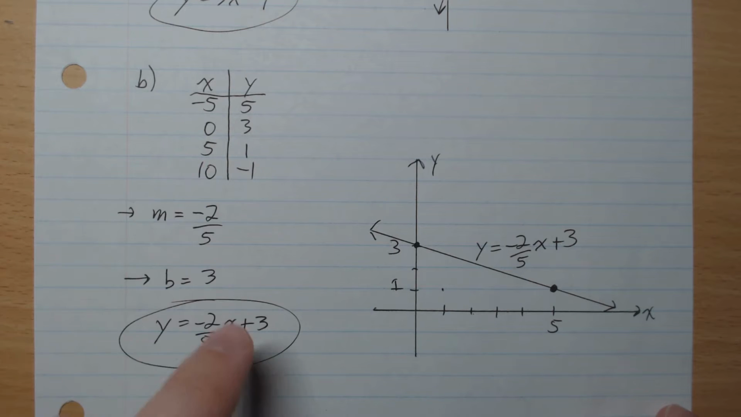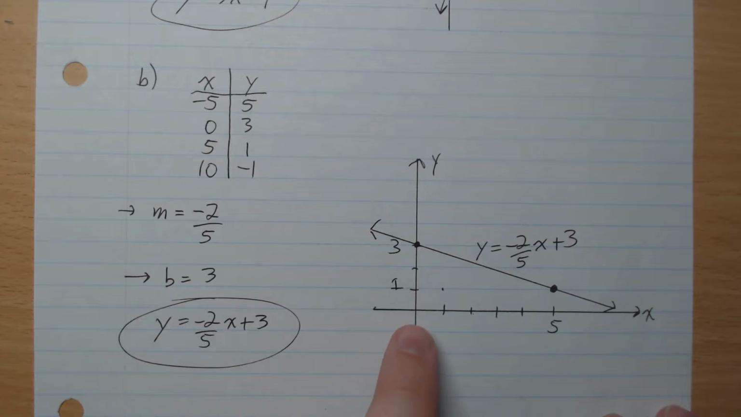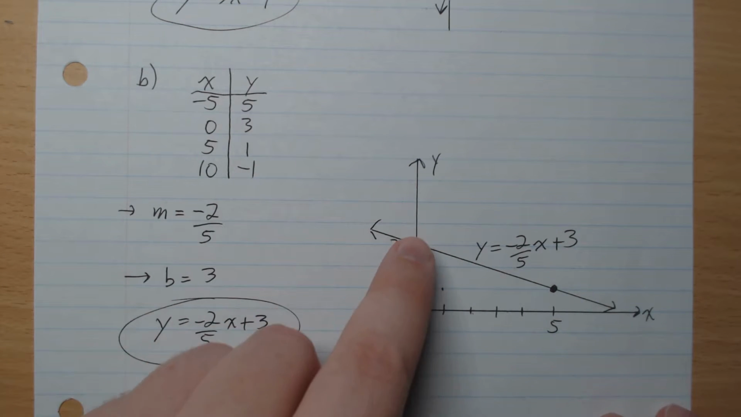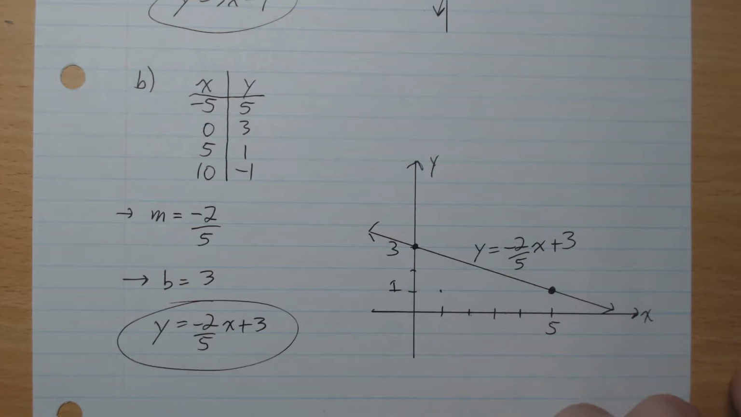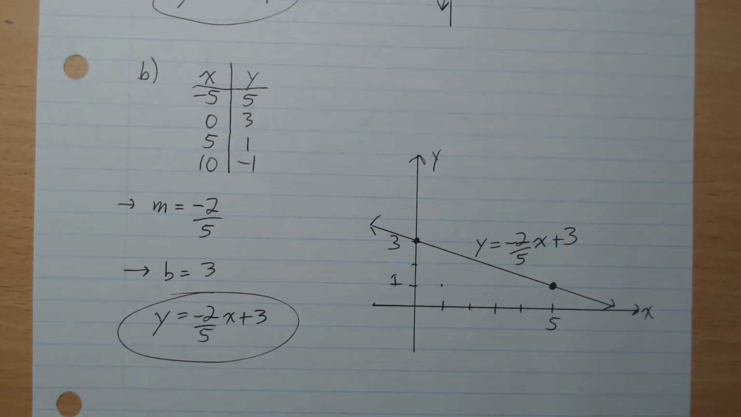And then we can graph that using the points or this, it doesn't matter. I'm going to start at the y-intercept. I'm going to go down by 2, over by 5. Down by 2, over by 5. And we connect that, and so there is the graph of our function.